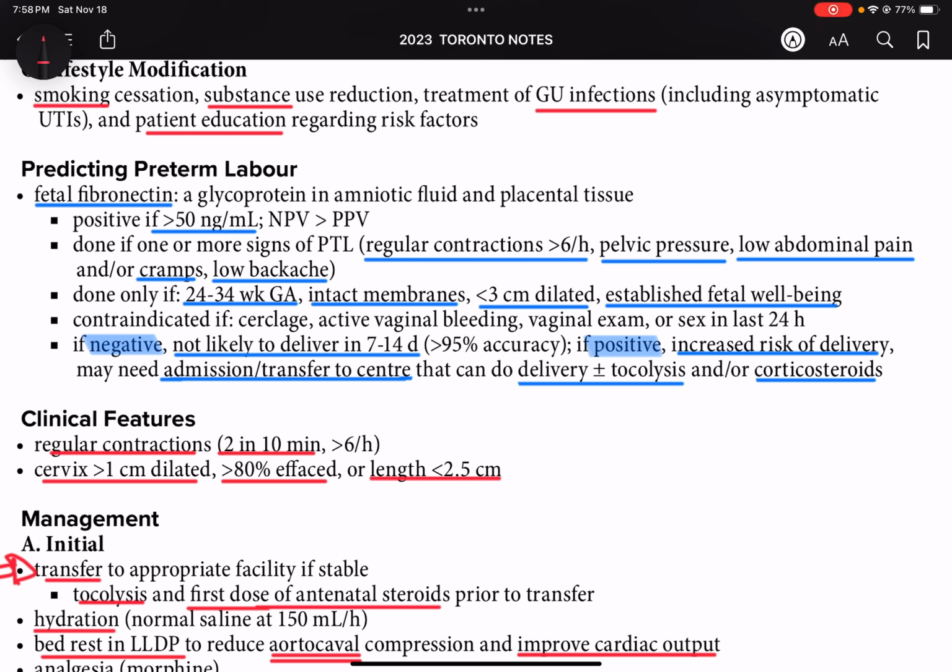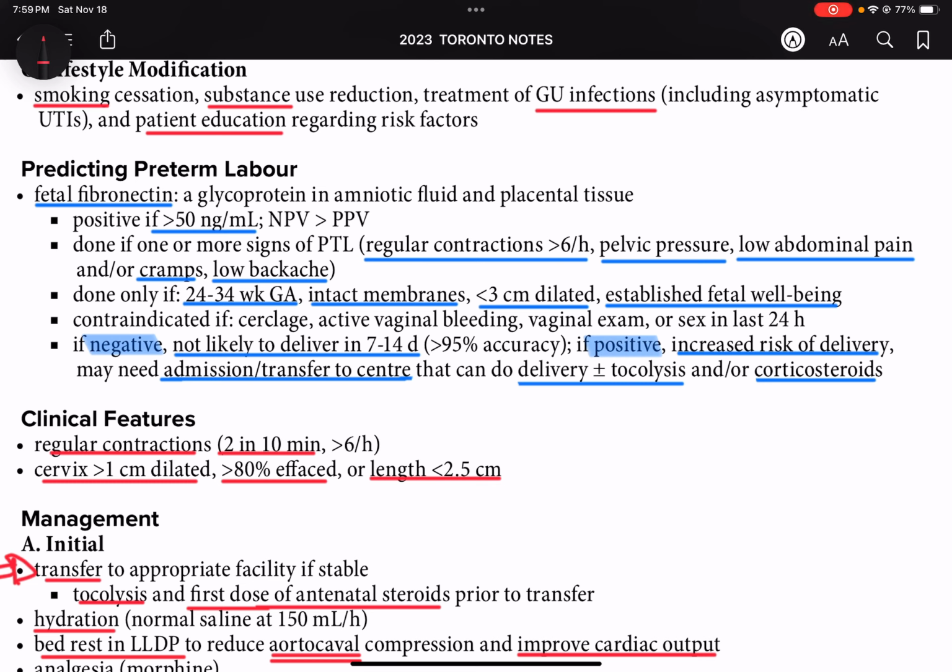So if there is no fetal fibronectin in the cervicovaginal fluid, you don't have to deliver them in the next 2 weeks. But if it is positive, that means there would be an increased risk of delivery. That means preterm labor has started, and now you might have to deliver the baby. So you might need to transfer the patient to a center where delivery could be possible. Okay, so you have to get the patient prepared.